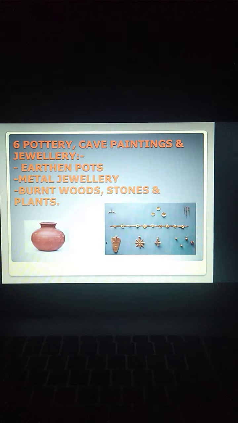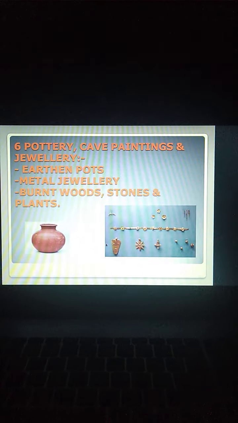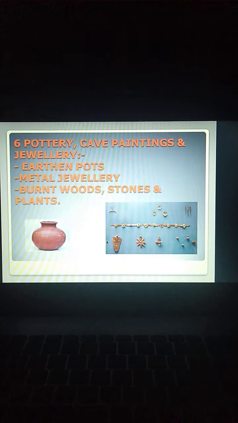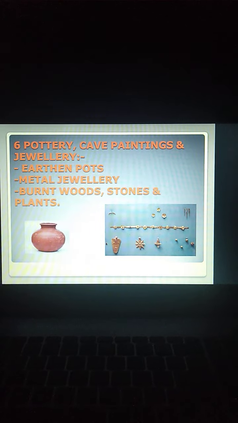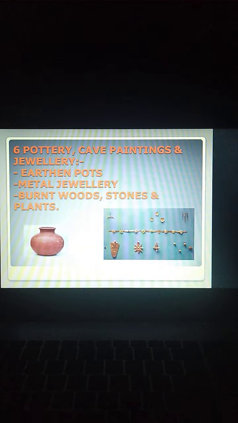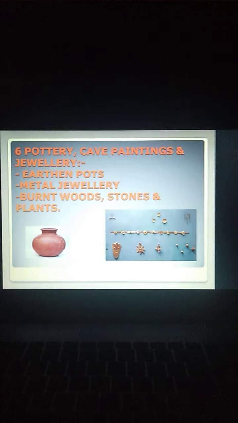Related to pottery, earthen pots, मिट्टी का घड़ा, were mostly used in the early period. Metal jewelry was mostly worn by the women, and they used burnt woods, stones and plants for cave paintings, or to draw paintings on the walls of the caves.